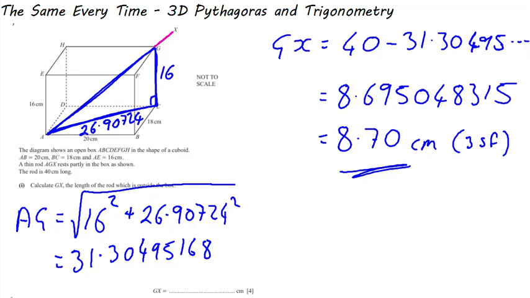So the trick with this is basically to look for right-angled triangles within the 3-dimensional shape. And I'll say it one more time, if you're really not sure what it is you're supposed to be doing, then your first move should be to find the length of the diagonal of the base. So draw out a separate diagram of the base, the ABCD rectangle, and use Pythagoras' theorem to find the length of the diagonal.